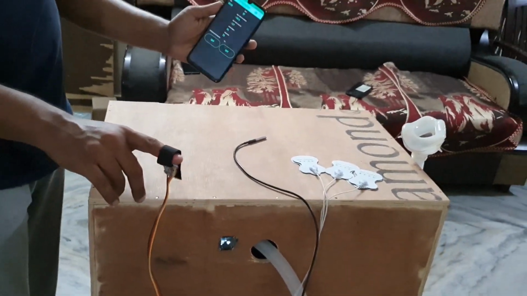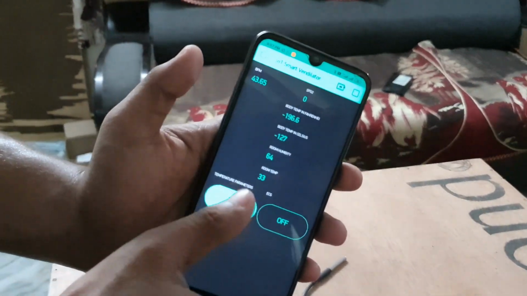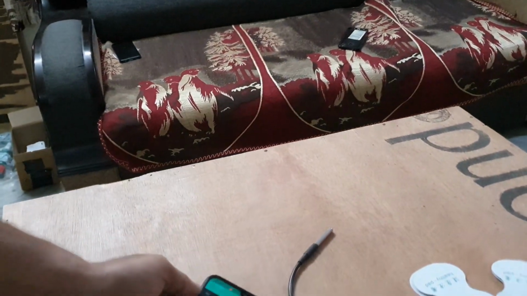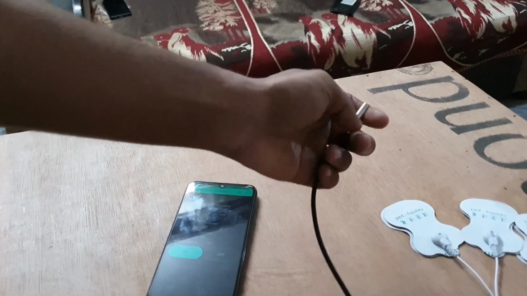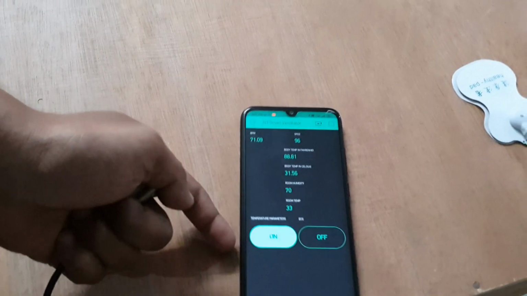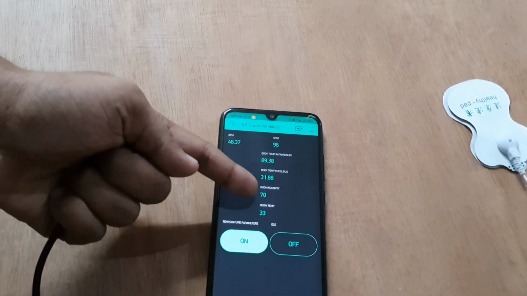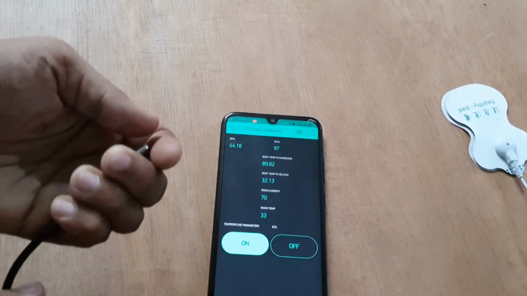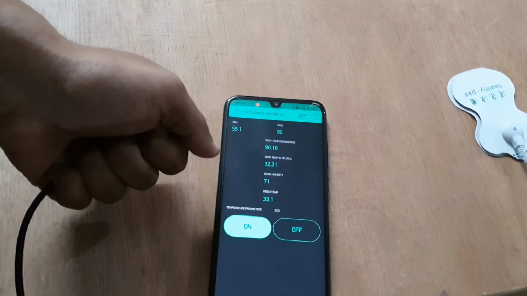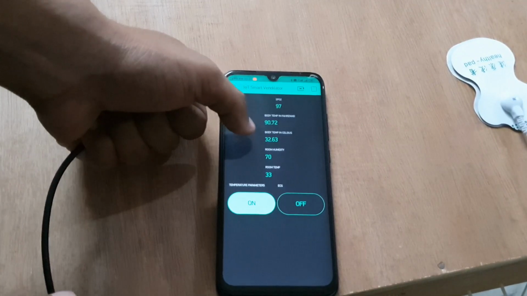Now let's see the body temperature also. So I am turning on the body temperature. So here you can see the body temperature and room temperature. Now I will wear that. So here you can see the increase in the temperature. This is the room temperature and room humidity. This is the body temperature. It may take 2 to 3 minutes to stabilize the value.